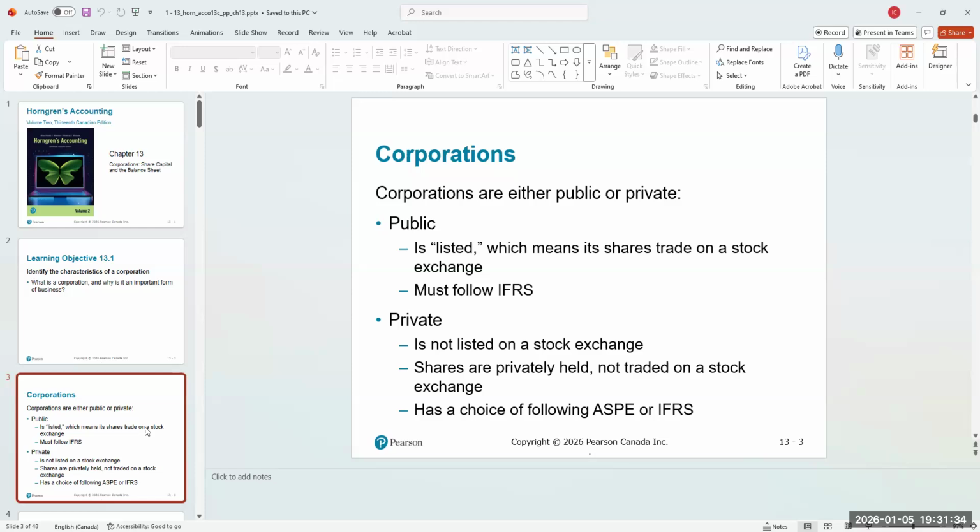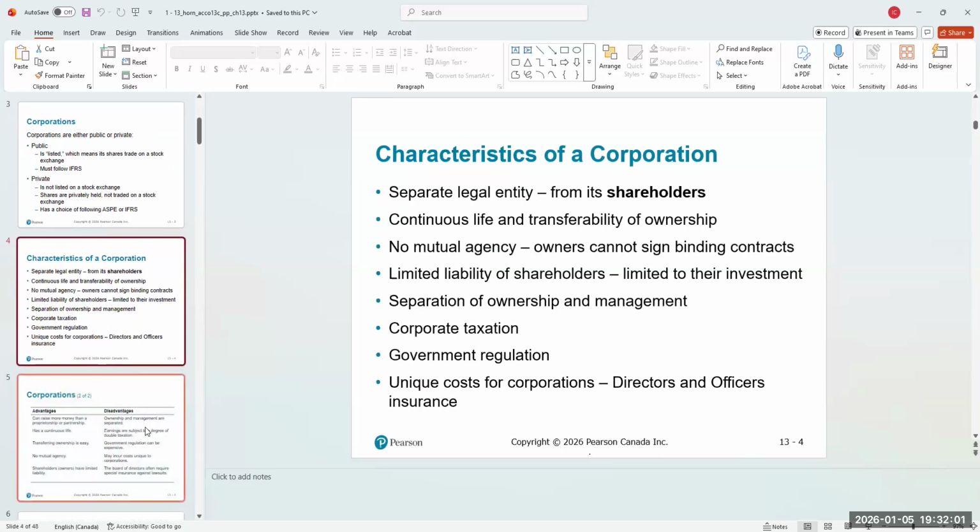Now, why would a private company, which is not traded publicly and has one or two owners, want to use International Financial Reporting Standards, making it more complicated and paying more to the company that's doing the compilation? The only reason would be if they want to go public. That will be the only reason. But we're going to see this a little bit later.